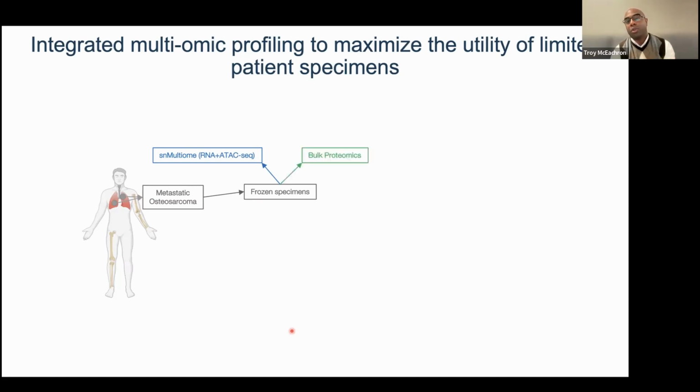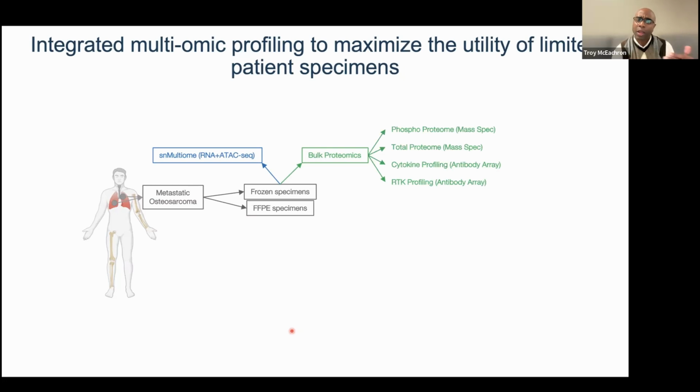And then at the same time, we'll actually use the remainder of that specimen for bulk proteomics, and we'll do either phosphoproteomics, total proteomics, or cytokine arrays. FFPE is a lot more ubiquitous, so we'll get these FFPE specimens and utilize that for spatial profiling.